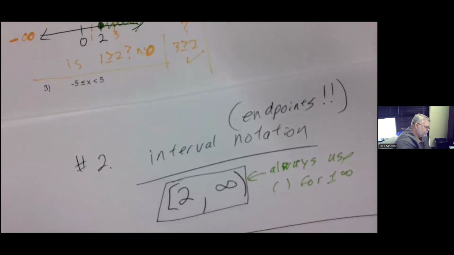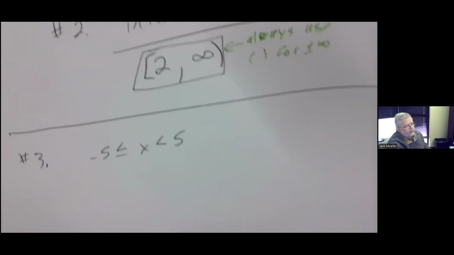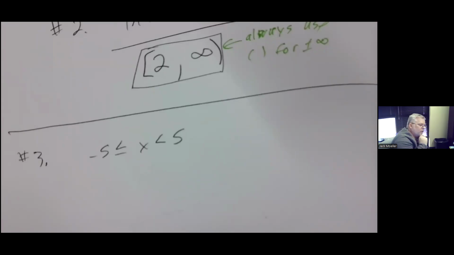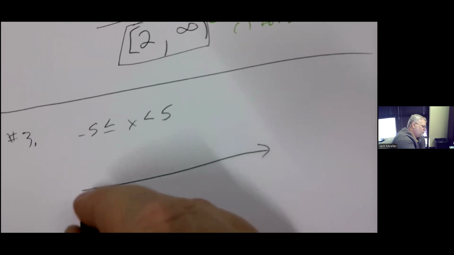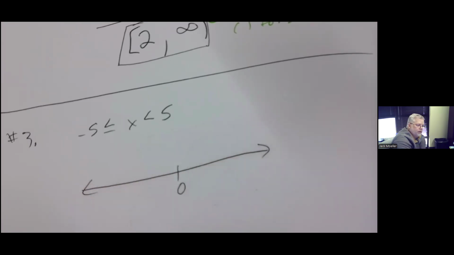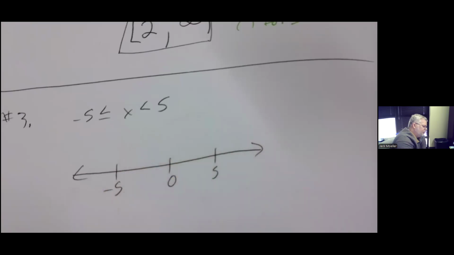Let me do number 3. Let me just start this on the paper. So number 3, we have -5 is less than or equal to x, and x is less than 5. So we need to graph this on the number line, and then we're going to do interval notation. Like I said, I always like to put 0 as a placeholder. And we have 5 on one side, -5 on the other.